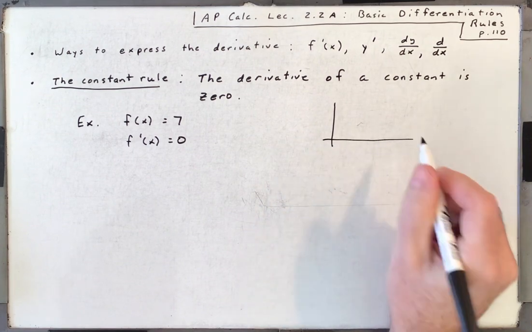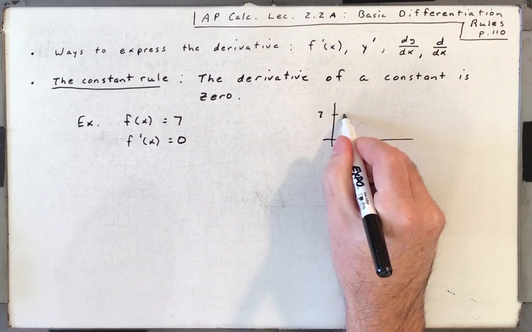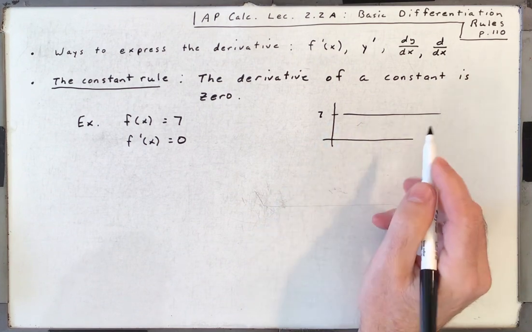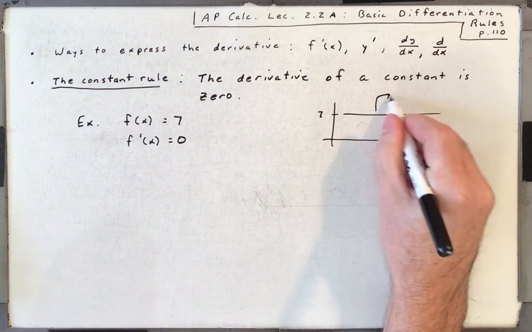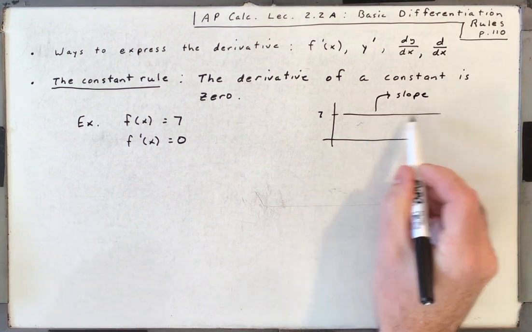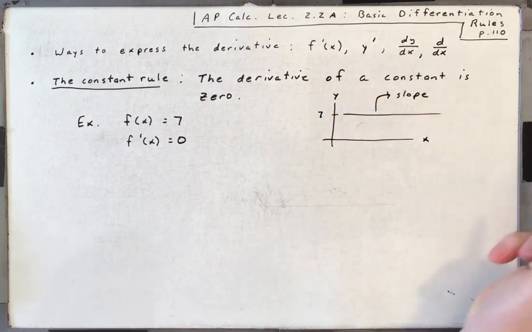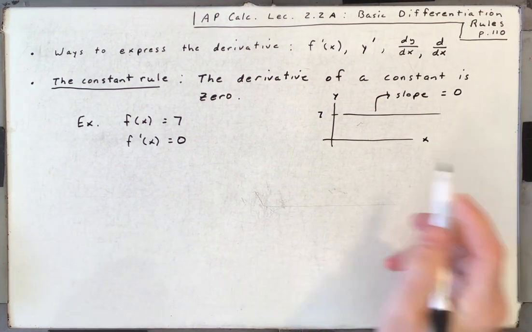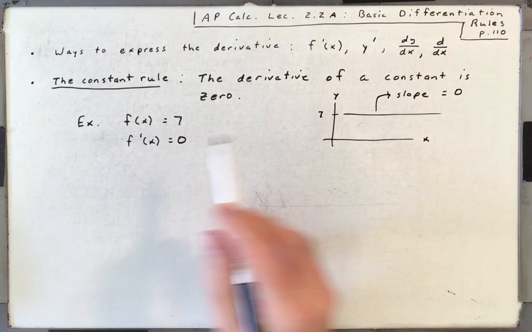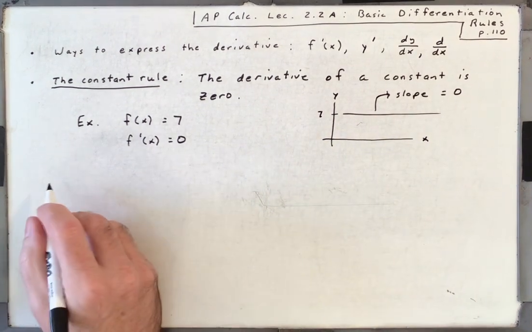Well, a constant, f of x equals 7, is just a straight line at y equals 7. Well, the slope of a straight line, the slope of the tangent line at any x value is going to be 0. And that's all the derivative is. The derivative is the slope of a tangent line at a point, and at all the x points, the slope is equal to 0. So that's where the constant rule comes from.